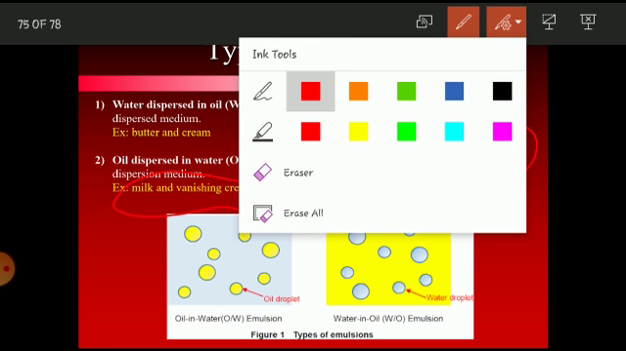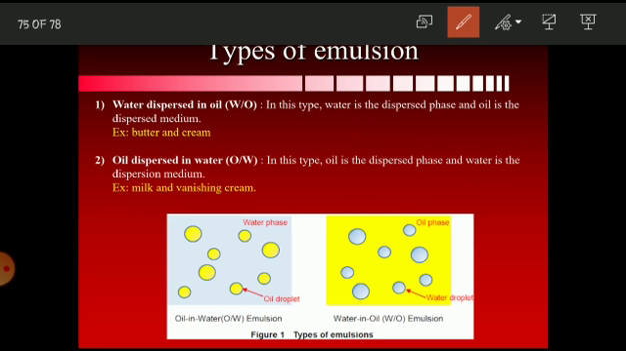Are you getting? So these are the two types of emulsion. First one is water dispersed in oil, where water is the dispersive phase, and oil dispersed in water, where oil is the dispersive phase. So you can see here, the first one is oil in water. We have very less amount of oil, whereas the remaining is what? Water, right? So this is oil dispersed in water.